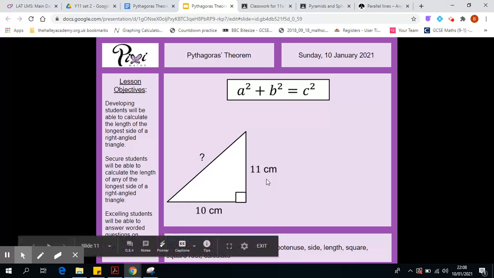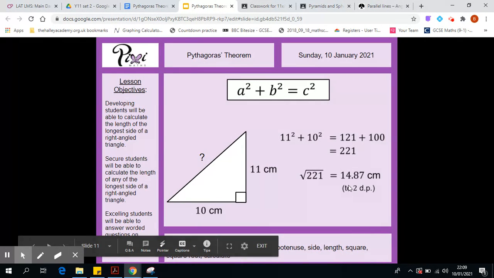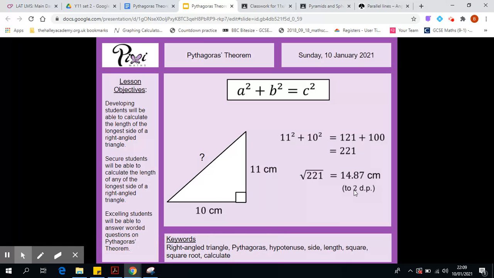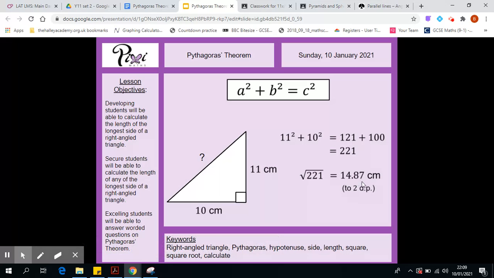Here's one question for you to try. Press pause and attempt the question. Once completed, please press play to check your answers. Here are the answers. The length of the hypotenuse is 14.87 centimeters.